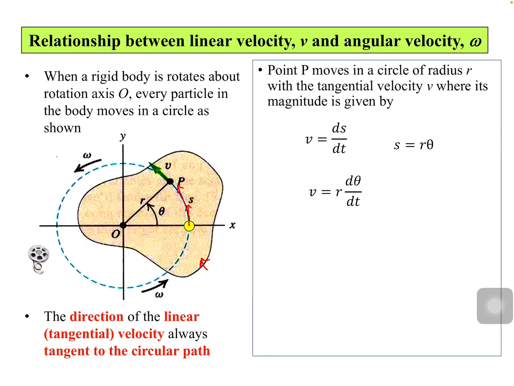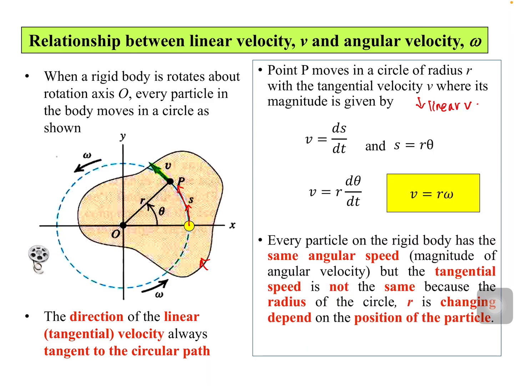Okay, so point P moves in a circle of radius R with the tangential velocity. So tangential velocity ni kita boleh panggil sebagai linear velocity jugalah. Its magnitude is given by v equals ds over dt, s equal to R theta. So v equal to R omega. Same as before. Kalau v ni dalam meter per second, R mesti dalam meter, then omega you akan dapat radian per second.